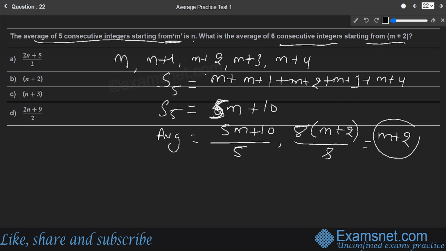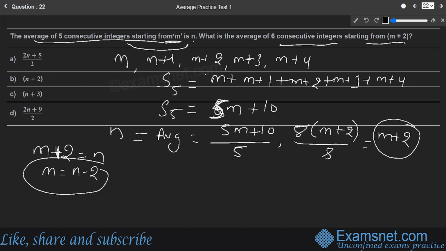So that is the average. Average of the first 5 numbers is m plus 2, and that's what he has said. The average of 5 consecutive integers is n. So this average is nothing but equal to n. So clearly we can write m plus 2 is equal to n, or we can also write this as m is equal to n minus 2. So we'll use this conclusion to solve the next part of the question.